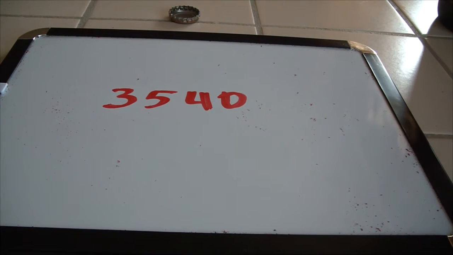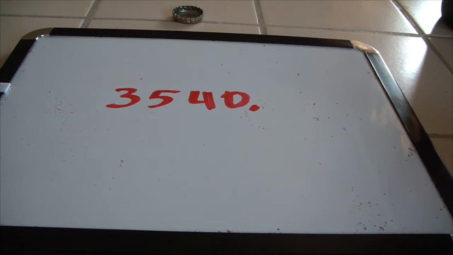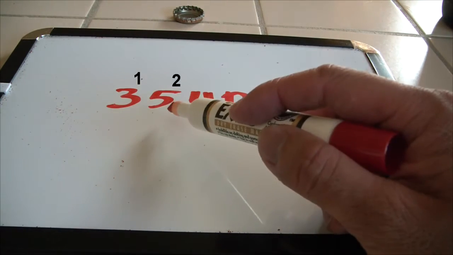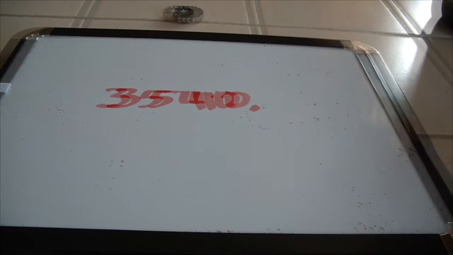Now let's suppose that you do have a decimal point right here. How many significant figures do you have now? Well, when you have a decimal point, you start from the left and count all the numbers, including zeros, beginning with the first non-zero number. So you have 1, 2, 3, and 4 significant figures.